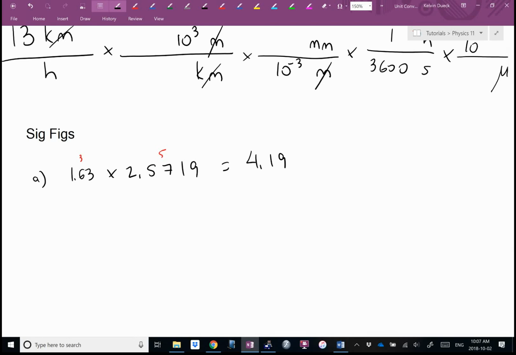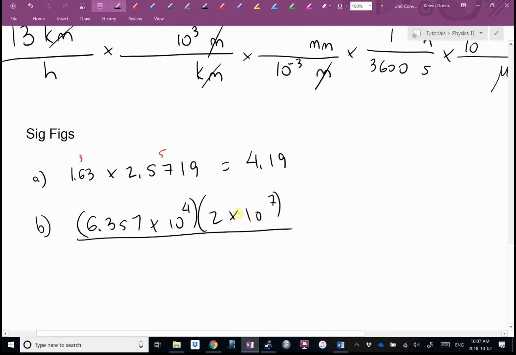I can even give it to you in scientific notation, which makes the multiplying and dividing part easier. Believe it or not. Supposing I had 6.357 times 10 to the 4th, 2 times 10 to the 7th, divided by 5.0 times 10 to the 12th. Instead of 12th, just for giggles, make it 14th. That'll make this question a bit harder, which will actually be better for us to learn from.